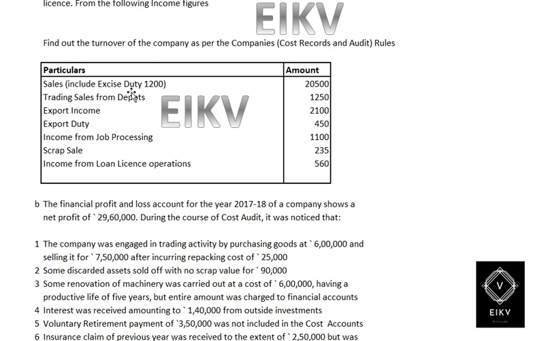So the details they have given are: sales include sales duty 1200, which constitute 20,500, trade sale 1150, export income 2100, export duty 450, income from processing 235, scrap sale 230, scrap sale is 235, and income from processing is 1100, income from loan licensing is 560.